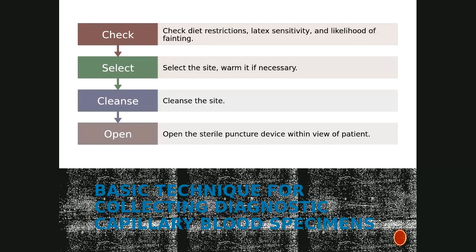We're going to select a site, warm it if necessary, and you can use a heel warmer or a warming device. In addition, lowering the arm downward to allow gravity for blood to pool into the fingertips is also really beneficial. We're going to cleanse the site with isopropyl alcohol and open the sterile puncture device within view of the patient so they know that it's a clean device.